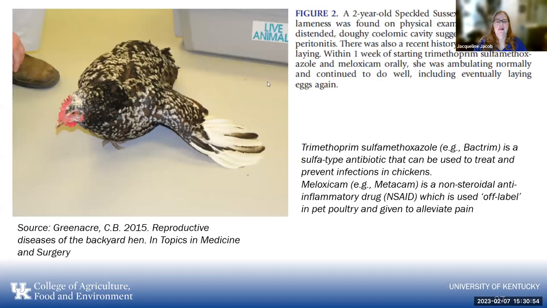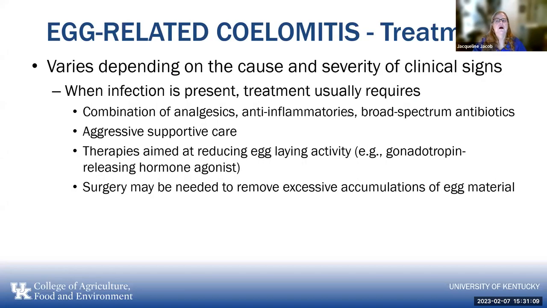Where are we? Okay, so that's, as I said, none of those drugs can be used for hens producing eggs for consumption. So if this was a production flock, you would just need to terminate the bird. If there is an infection present, the treatment usually requires a combination of analgesics to help with the pain, anti-inflammatories, broad spectrum antibiotics. You need to provide aggressive supportive care because they're not going to be doing well. You need therapies aimed at reducing the egg laying activity.